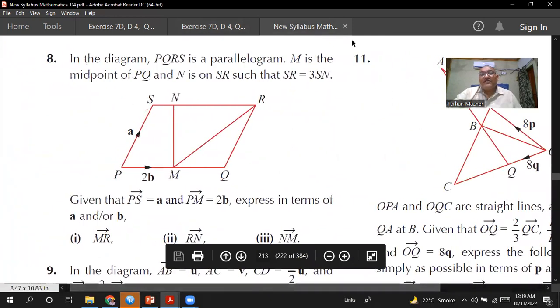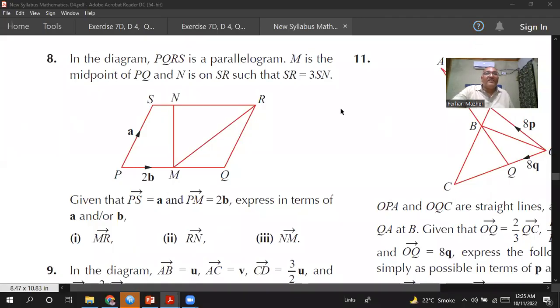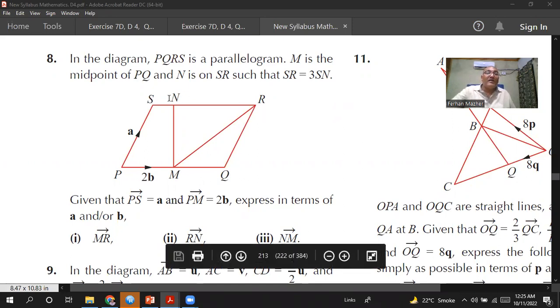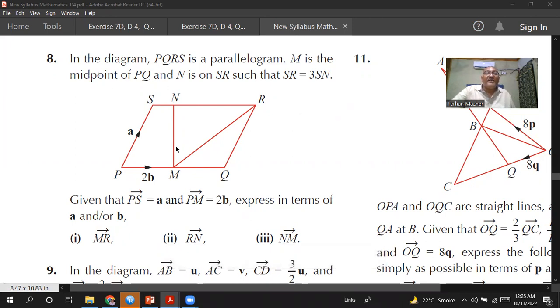So question number 8 is coming up. So we are on the question number 8. In the diagram, the PQRS is a parallelogram. So here we have the PQRS, okay. M is the midpoint of the PQ. This M is the midpoint. So this is 1, this is 1. The whole thing is 2 in the terms of ratio.